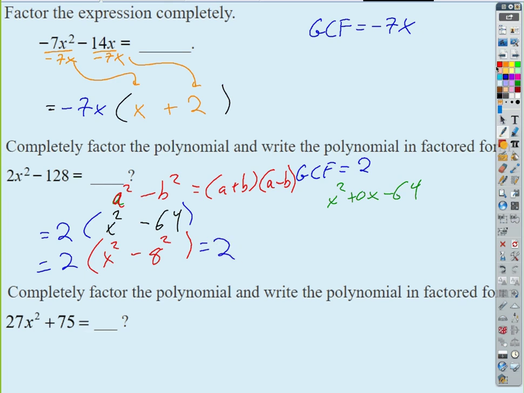But what about the difference of squares part? What's A plus B going to be then? And A minus B? There you go. And we could have gotten that, couldn't we, just from our magic numbers. Numbers that multiply to negative 64 and add to 0 would have been positive 8, negative 8. Either way. But this is the easiest way.